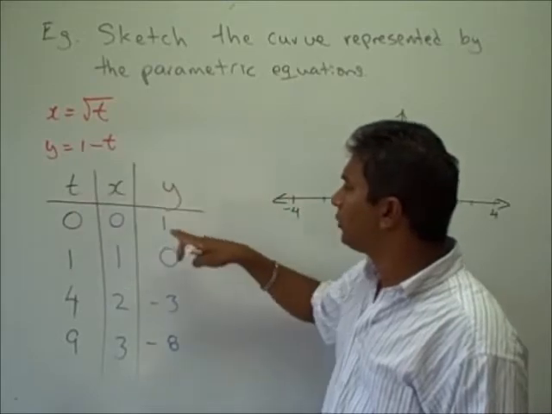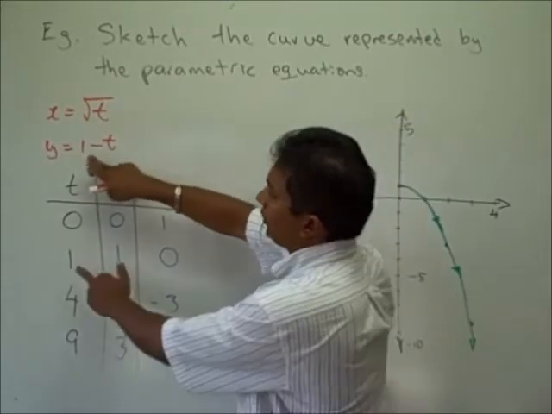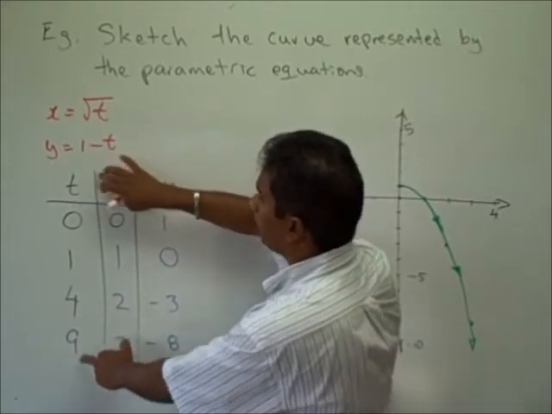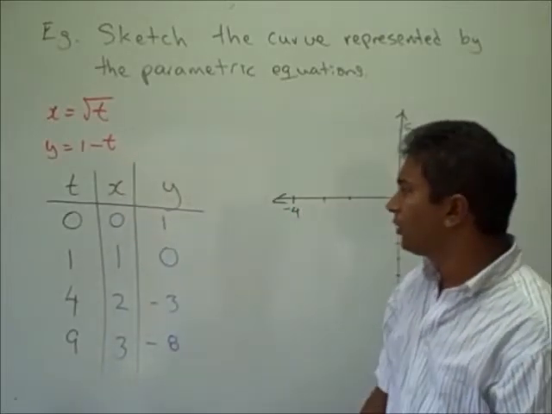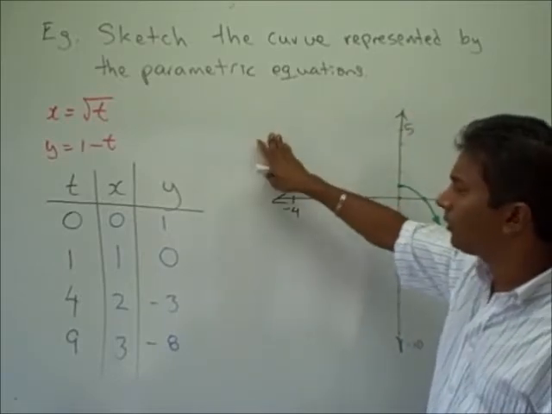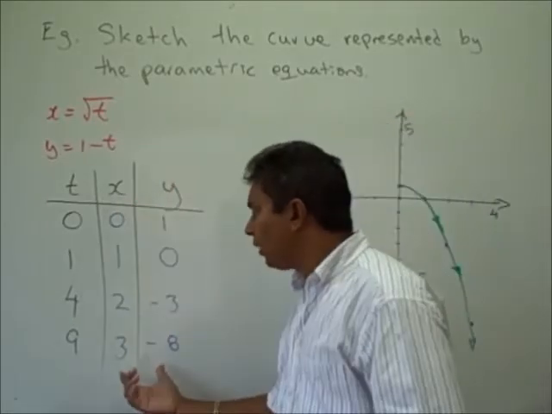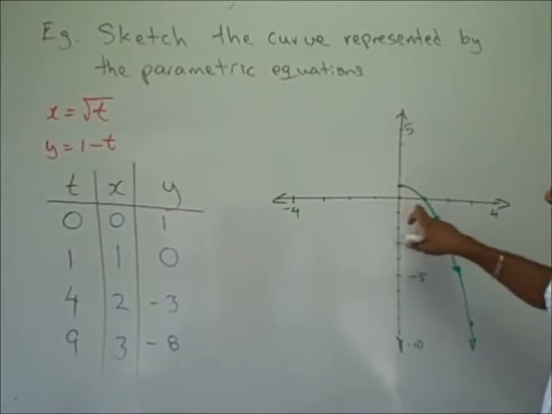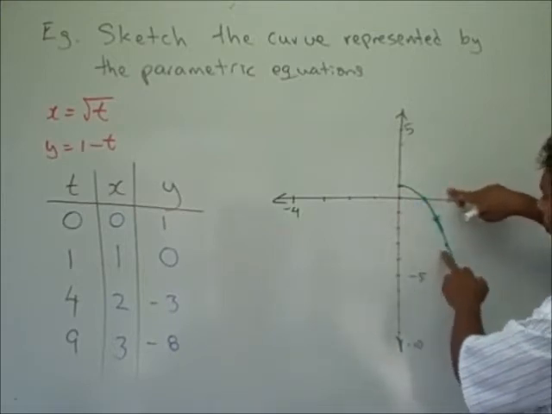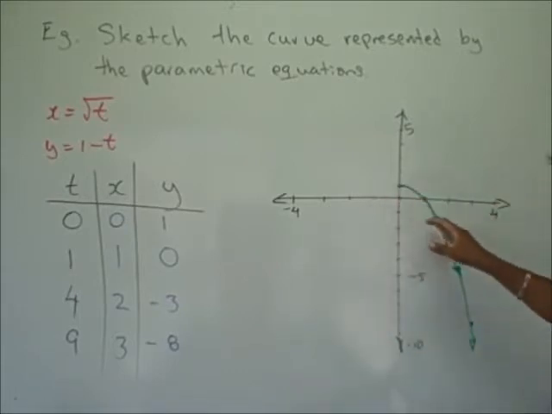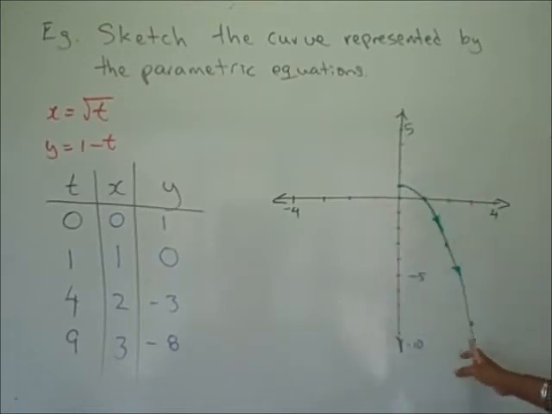So this is 1 minus 0, which is 1. Then we have 1 minus 1, which is 0. Then we have 1 minus 4, which is negative 3. And then 1 minus 9, which is negative 8. So now we have our x and y values. To sketch the curve represented by the parametric equations, we're only going to plot the x and y values. So here we have 0, 1; 1, 0; 4's result 2, negative 3; and we have 3 and negative 8. When we connect our points, we get this curve. So this is our plane curve represented by those two parametric equations.